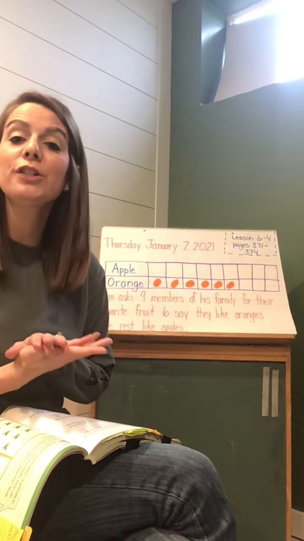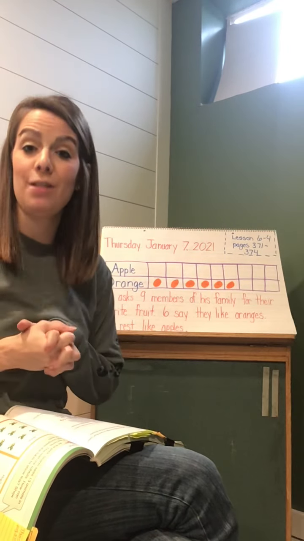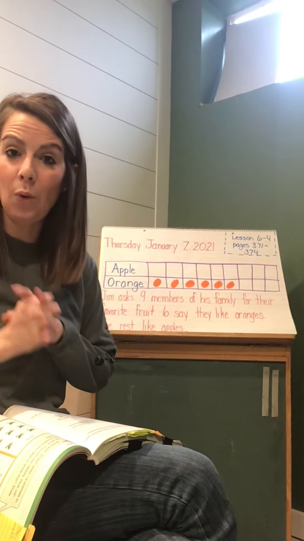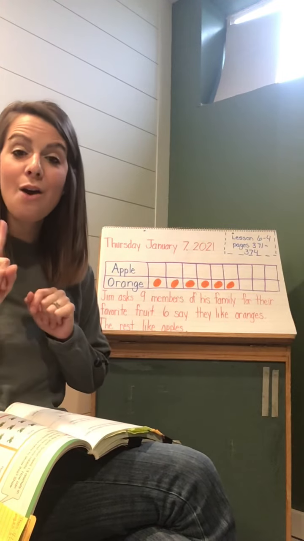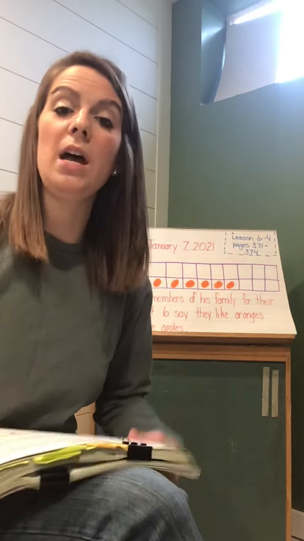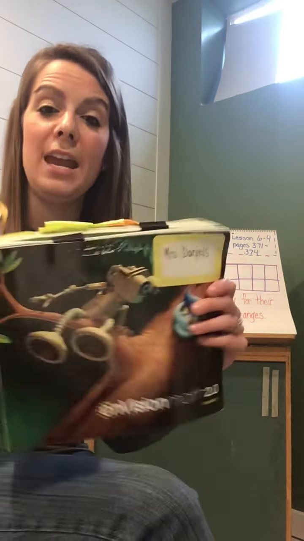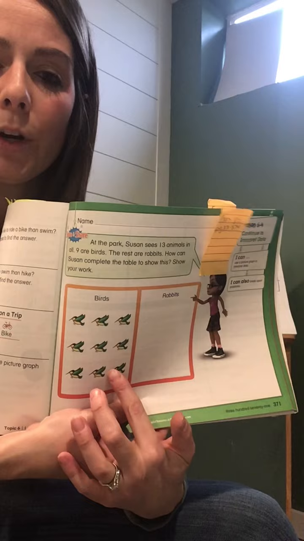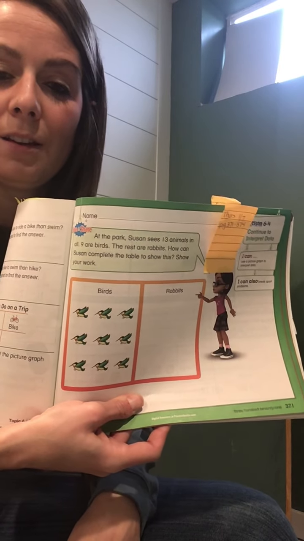This is Thursday, January 7th, 2021. We are on page 371 in our math book. So go ahead, grab your math book and get to page 371. All right, it should look like this. You should see a part whole mat and some birds on this side.